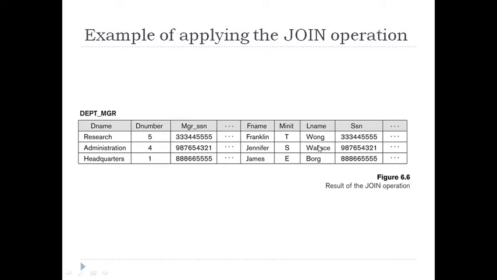So like this it will combine the attributes of department and employee, and the tuples which match on manager SSN and SSN of the employee relation. Only those tuples will be added to the result. You can see here manager SSN and SSN are the same, so only such tuples will be added to the result.